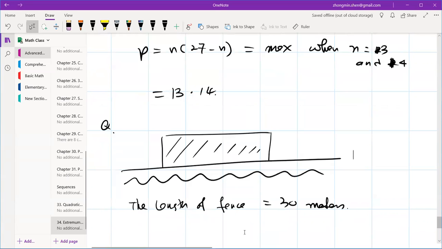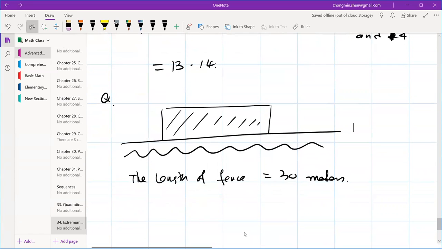It's fixed. Okay. One side of the region will be a part of the river. So what is the maximum area you can get? What is the largest possible area you can have? And how does it look? Karen? Yeah, please do the problem.